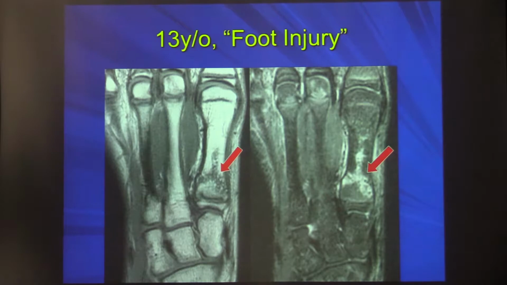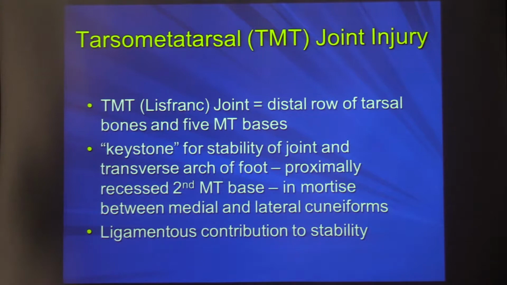Let's move on to an area that is, I think, important, and in the United States at least, an area of medical legal importance for radiologists and orthopedic surgeons, and that's the evaluation of TMT joint injury. As you know, the Lisfranc joint, or TMT joint, is the articulation of the distal row of tarsal bones with the five metatarsal bases. And the key for stability of the foot is the fact that the second metatarsal base is recessed. And this is important in stabilizing the arch of the foot. And we call this a mortise joint. And then there are ligamentous contributions to stability, which I will focus on as well.